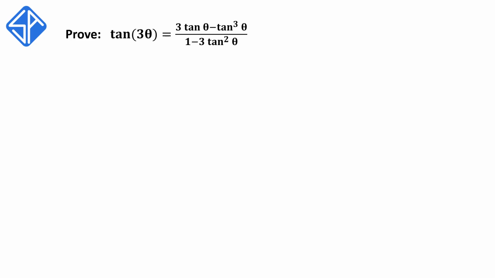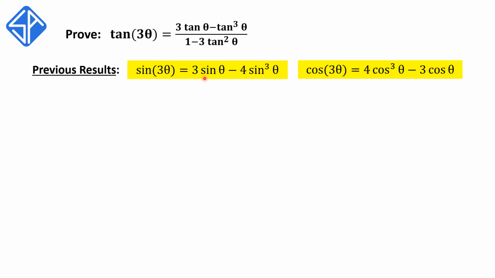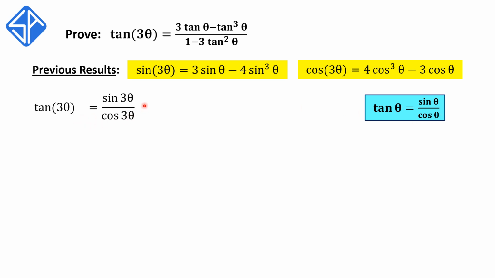Now that we've proven the results for sin 3θ and cos 3θ, we can use those results to help us derive the identity for tan 3θ. We're going to begin by using the fact that sin 3θ is equal to 3 sin θ minus 4 sin³θ, and that cos 3θ is equal to 4 cos³θ minus 3 cos θ, and the fact that tan θ is equal to sin θ divided by cos θ. So this means that tan 3θ can be expressed as sin 3θ divided by cos 3θ.